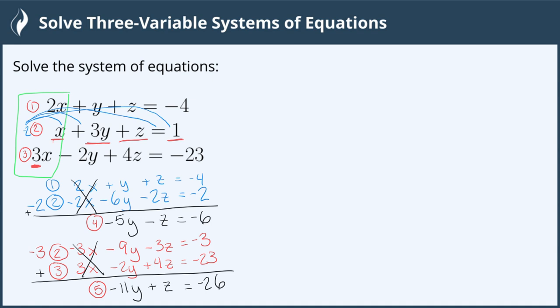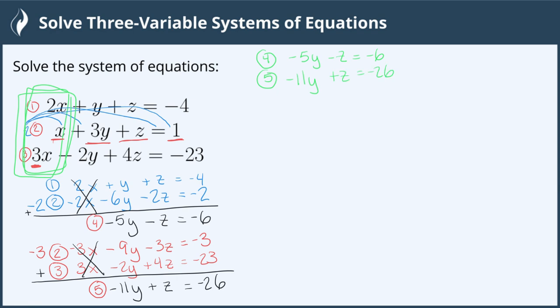But that's why we did this right here, making sure we get rid of the x twice so that we are left with the two equations. Now we're going to come over here and I'm going to look at equations 4 and 5. Equation 4 is negative 5y minus z equals negative 6. Equation 5 is negative 11y plus z equals negative 26.